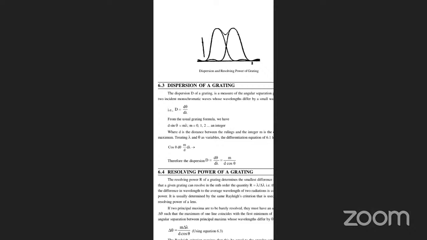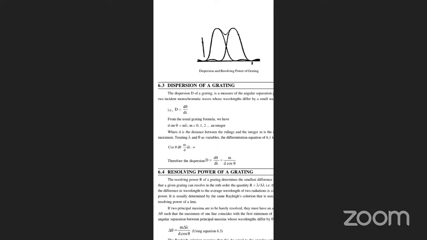It is usually determined by the same Rayleigh's criterion that is used to determine the resolving power of a lens. Therefore, if two principal maxima are to be barely resolved, they must have an angular separation delta theta such that the maximum of one line coincides with the first minimum of the other. The angular separation between principal maxima whose wavelengths differ by delta lambda is given by delta theta equals m delta lambda by d cos theta.